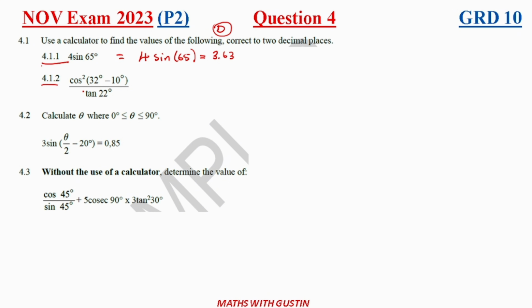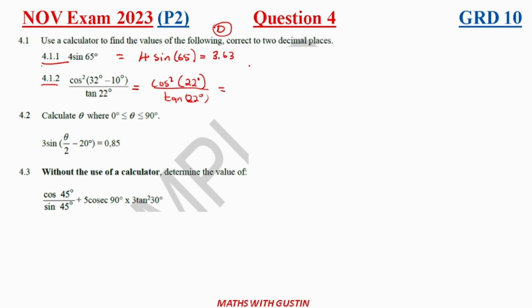All right, so now let's look at 4.1.2. It says here cos squared of (32 minus 10) all over tan 22. So now we're doing this using a calculator. The best thing to do here is to simplify this. That is, in the bracket first, 32 minus 10 is going to give us 22 degrees, all over tan 22. All right, so now we can go directly into our calculator and punch this in.